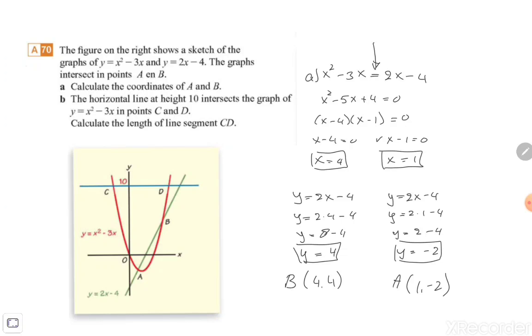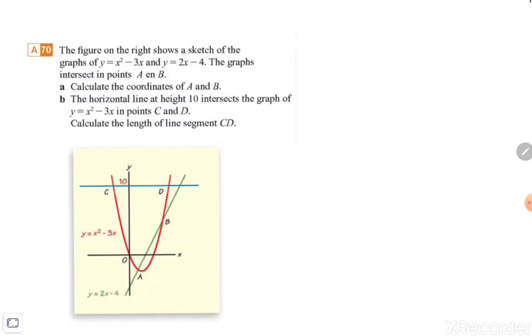Alright, then we're gonna look at exercise B. They ask you to calculate the horizontal distance, the length from C to D, and the quadratic formula y is x squared minus 3x will intersect the blue line at the height of 10. And you can also say that the formula of the blue line is y is equal with 10.